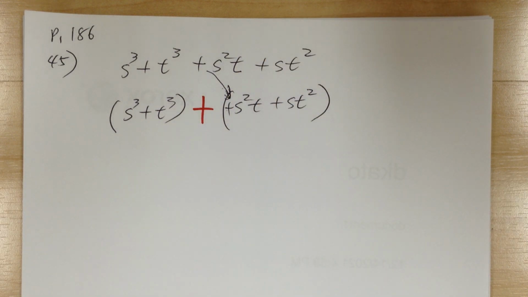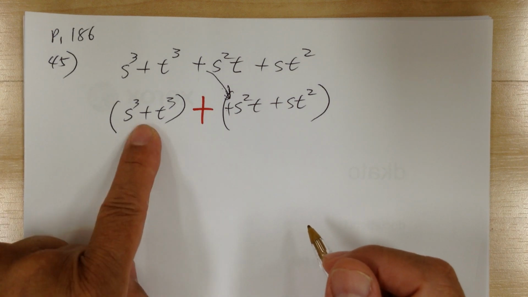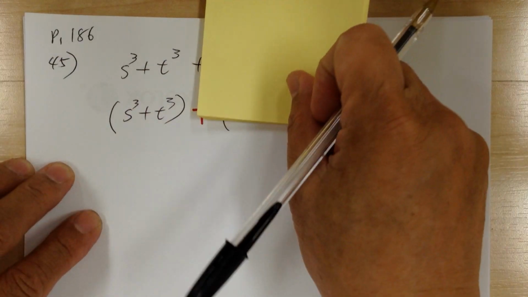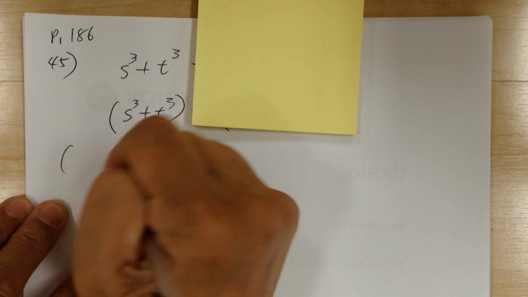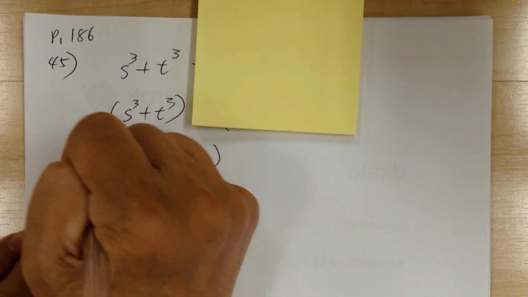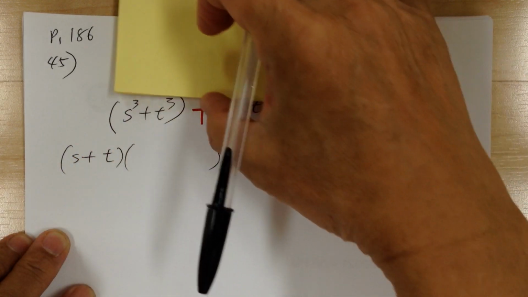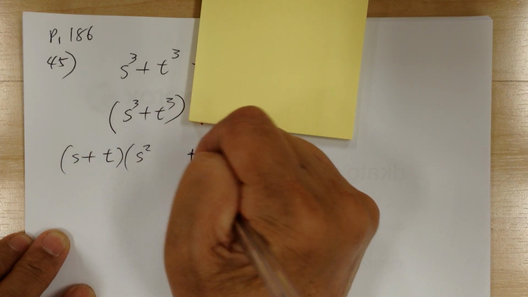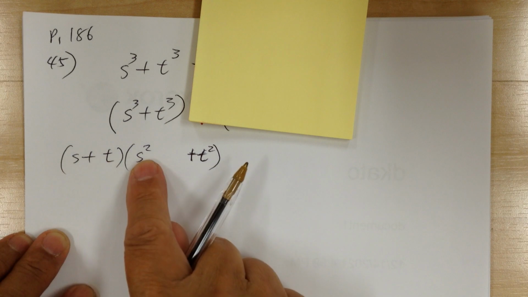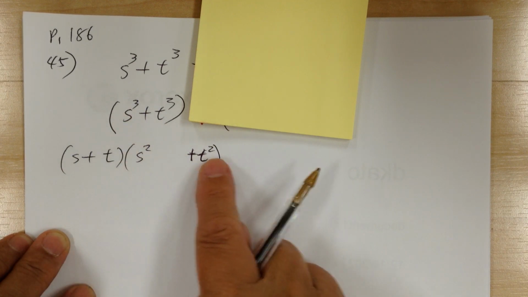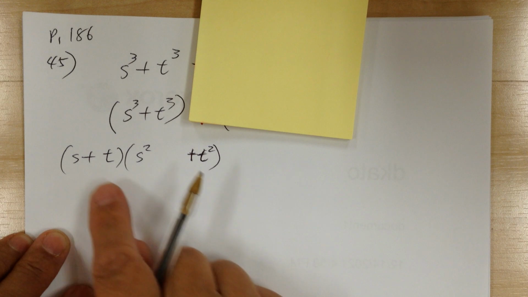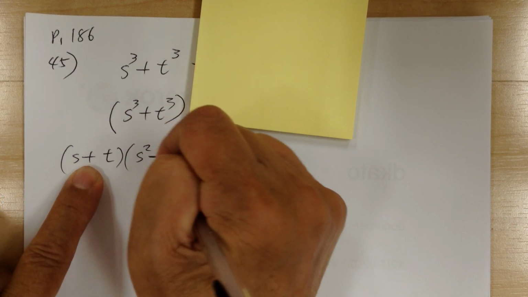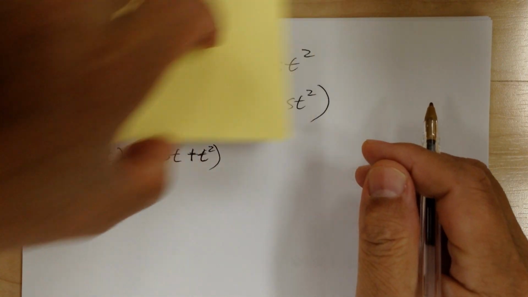Now let's go and do the factoring. This is the cube, so let's focus on this cube. For this cube, 2 parentheses, so you're going to get s plus t. Get rid of the cube, and then you need to have s squared plus t squared. So s times s squared gives you s cubed, t times t squared gives you t cubed. Again, to cancel out the middle term, you have to take the opposite of that. So this is a plus, you need to get minus st. That takes care of that.